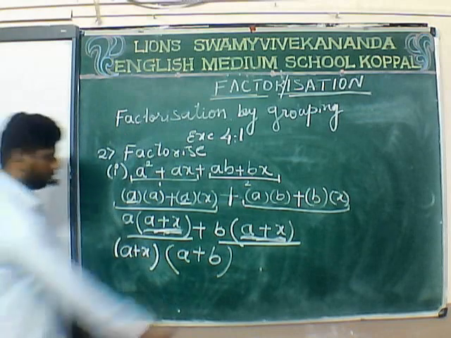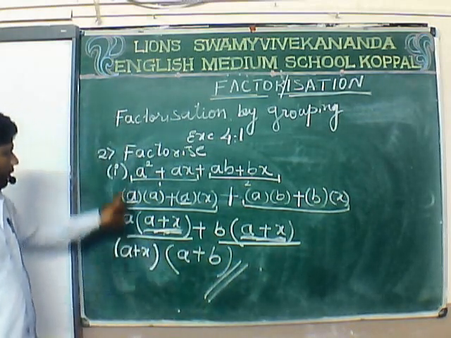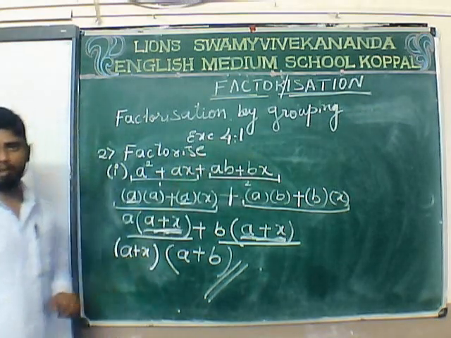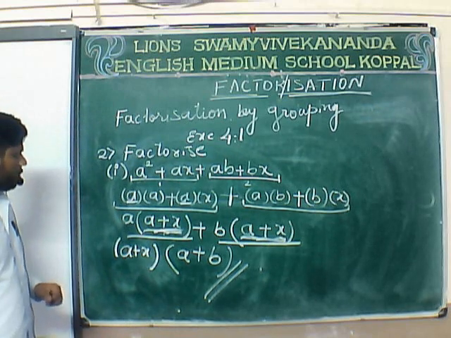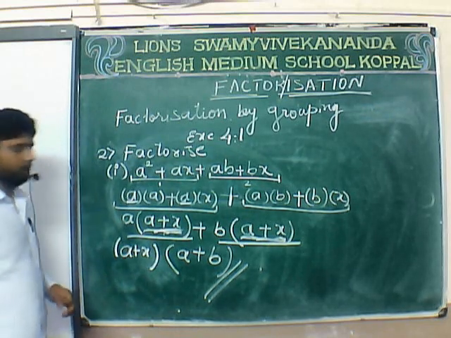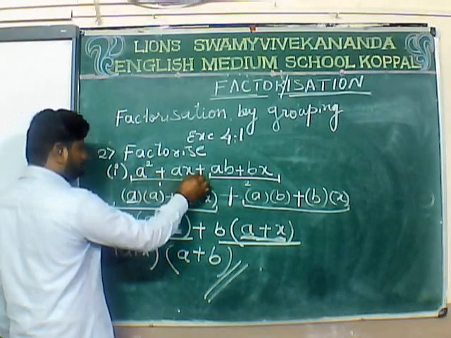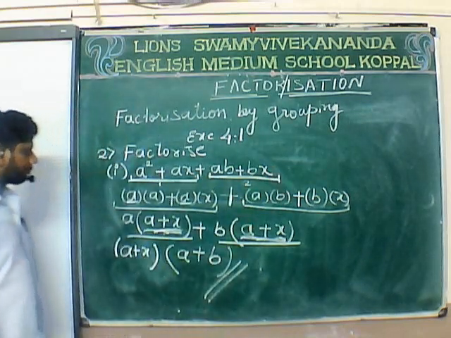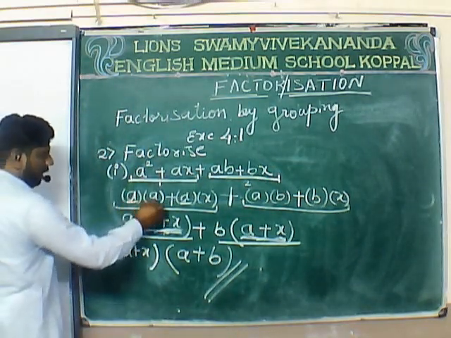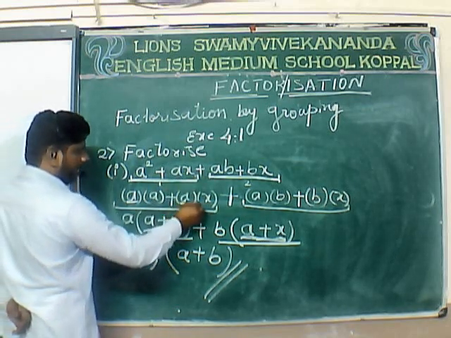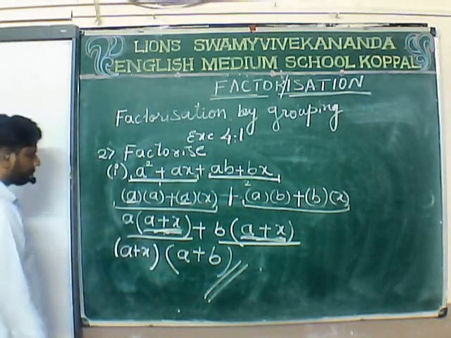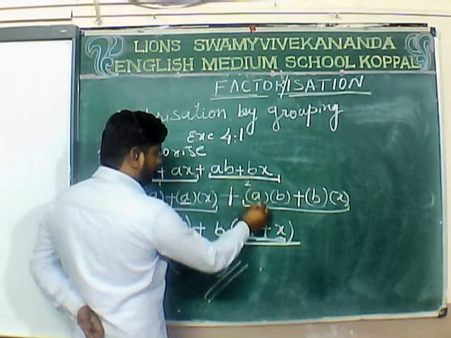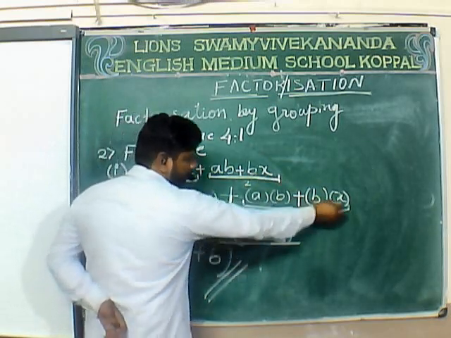Look here, try to understand once more. a square plus ax plus ab plus bx is the given question to us. In this question we have to solve by grouping, so that's why a square plus ax is one group and ab plus bx is another group. So a square can be written as a into a, and ax can be written as a into x. Similarly, this can also be expanded: ab can be written as a into b and bx can be written as b into x.